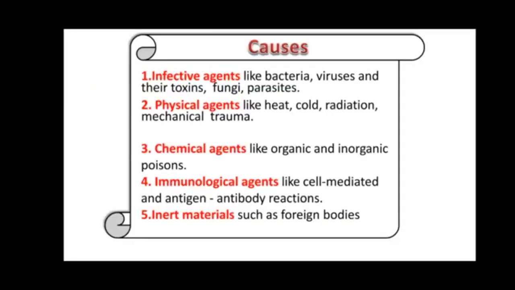Causes of inflammation. Inflammation has 5 causes. Number 1, infective agents like bacteria, virus, toxin, fungi, parasites. Number 2, physical agents like heat, cold, radiation, and mechanical trauma. Number 3, chemical agents like organic and inorganic poisons. Number 4, immunological agents like cell-mediated and antigen-antibody reactions. Number 5, inert materials, such as foreign bodies.